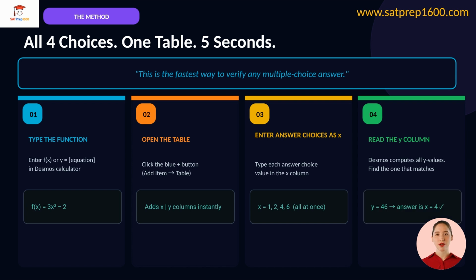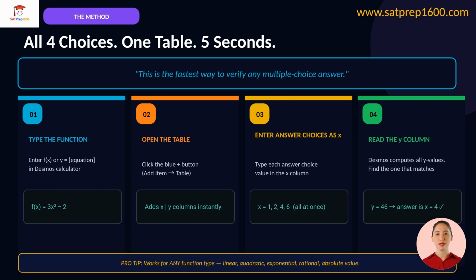That's it. And the best part, this works for every function type the SAT throws at you. Linear, quadratic, exponential, rational, absolute value. Same 4 steps every time.